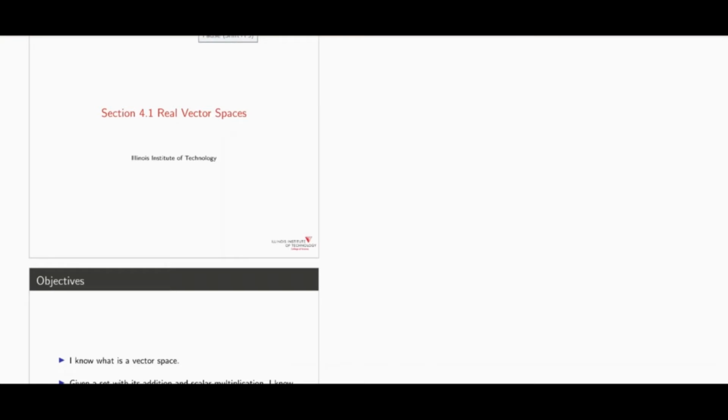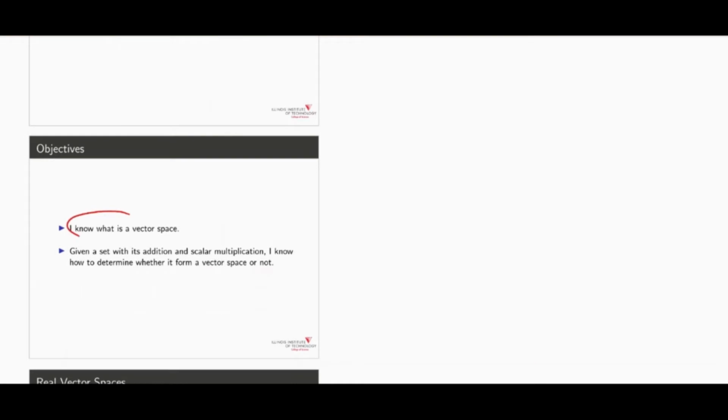All right, so let's begin by looking at the objective for this section. At the end of this video, you should know what a vector space is, and given a set together with the additions and scalar multiplications, you should be able to determine whether that set together with those two operations actually forms a vector space or not. Okay, so let's start from the very beginning.